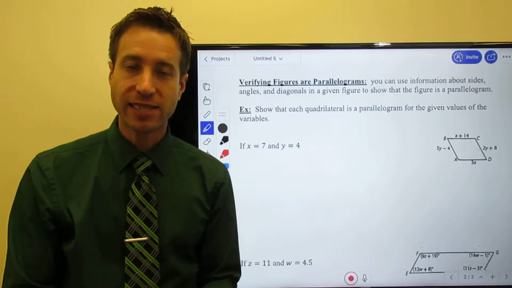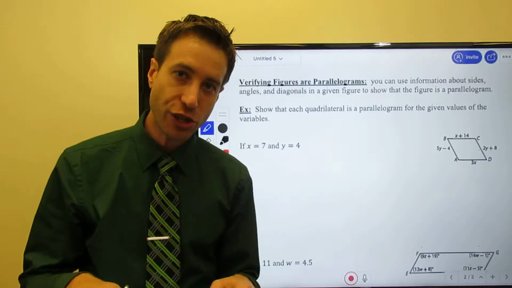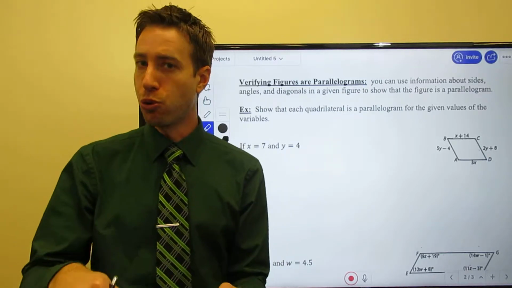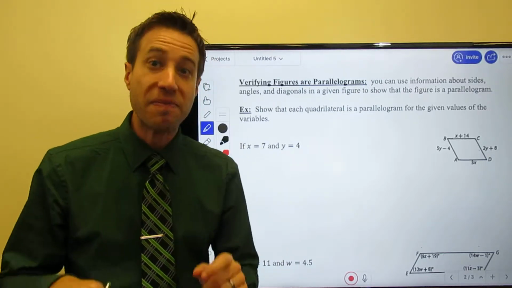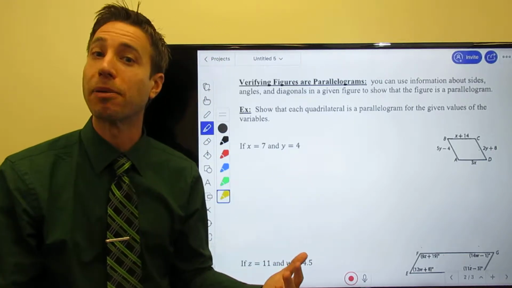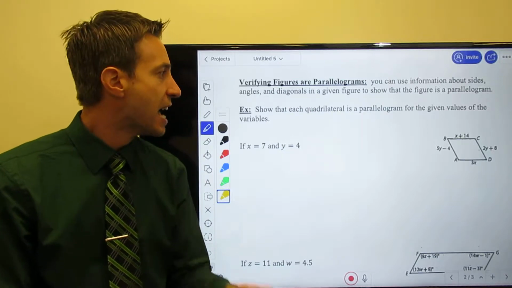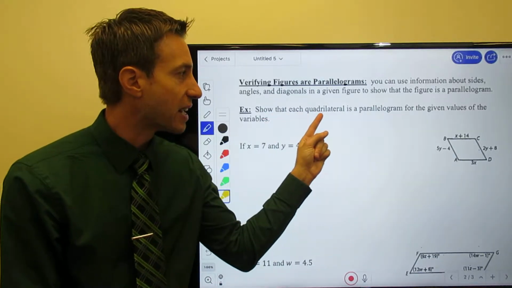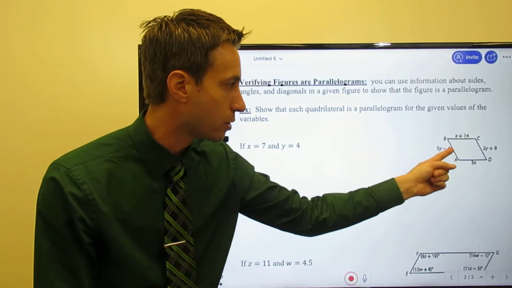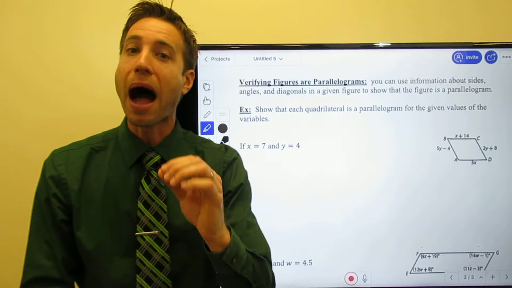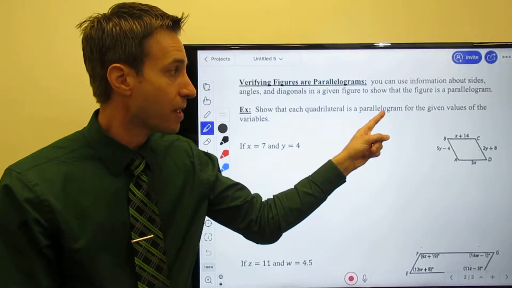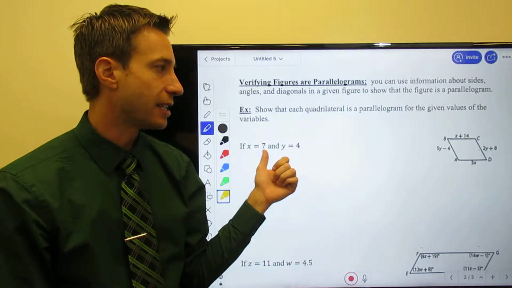What we're doing in this section is using the relationships that we know about parallelograms to prove that a quadrilateral is in fact a parallelogram. We'll take a look at a couple of example problems where we do that. I want you to show that each quadrilateral, I've given you a diagram here, is in fact a quadrilateral: 1, 2, 3, it has 4 sides. I want you to show that it is a parallelogram for the given values of each variable.